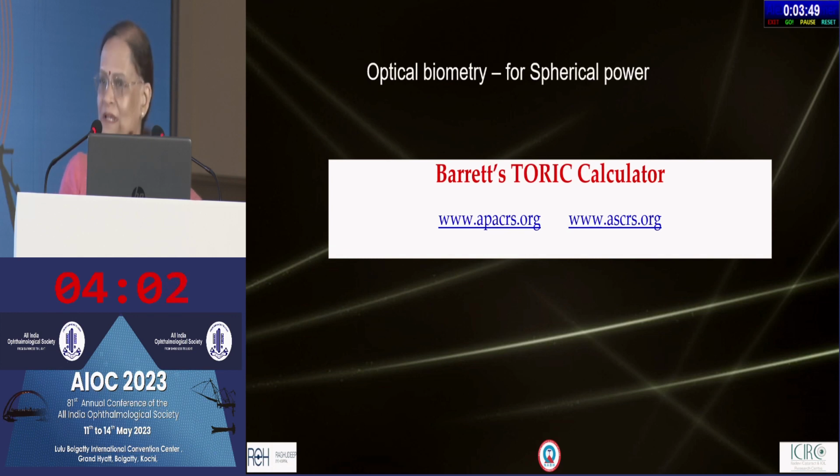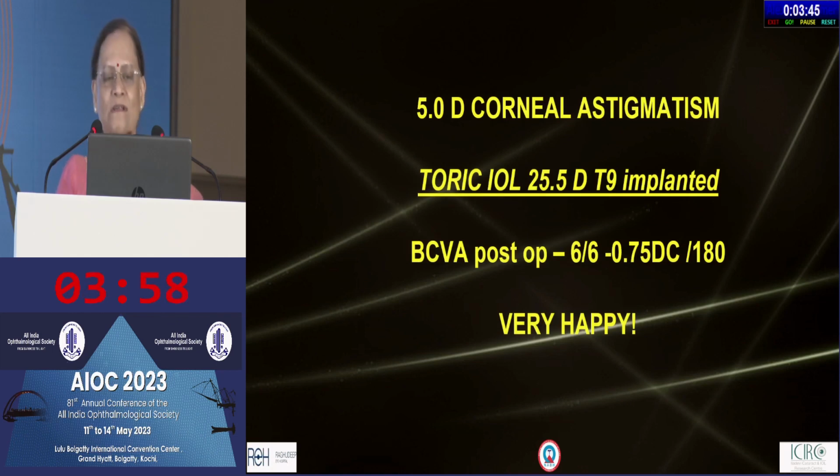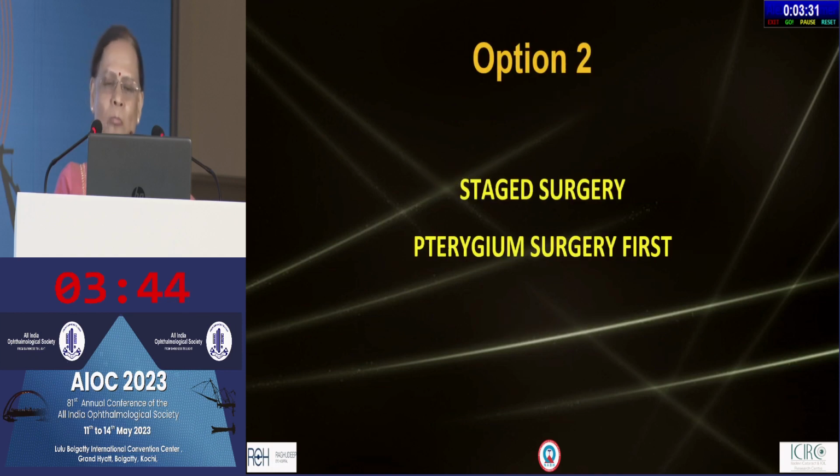toric calculator, which is incorporated in the LensStar, and we put a toric IOL T9, and his best corrected visual acuity with a minimal residual refractive error, and the patient was very, very happy, even with that large pterygium in his eye. Option 2 is a staged surgery.